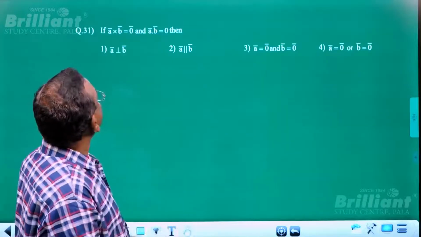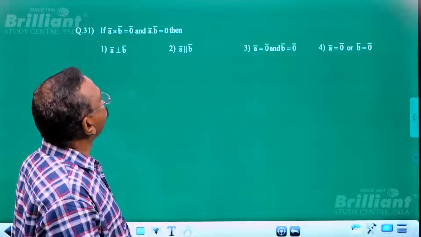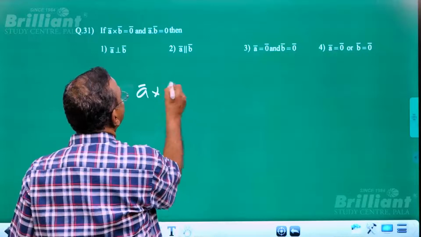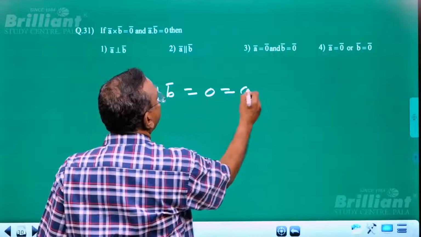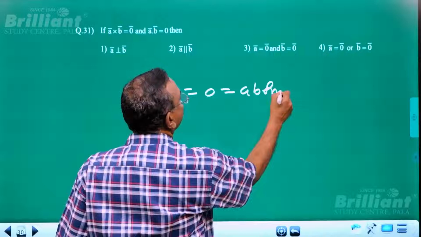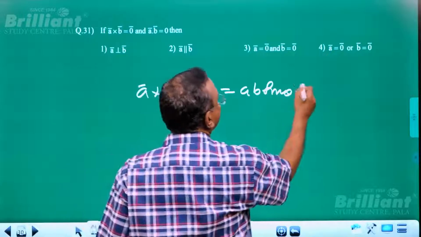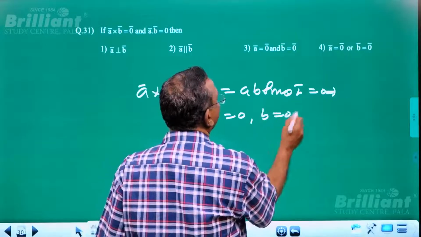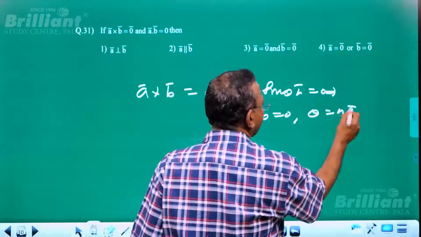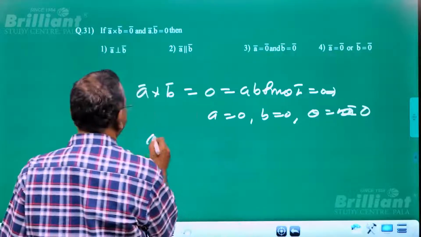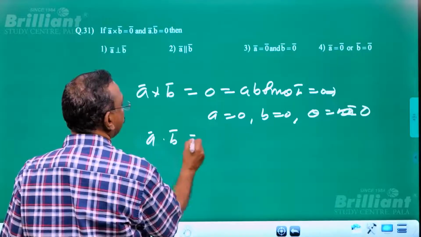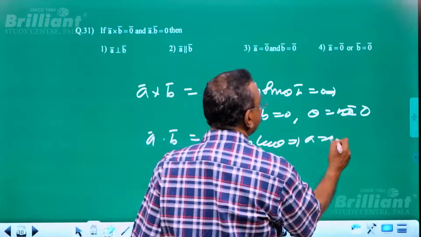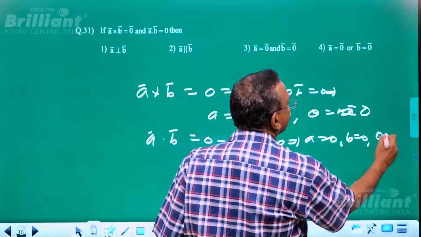Now question number 31. If a cross b equals 0 and a dot b equals 0, then what happened to the values inside? A cross b is equal to 0 means ab sine theta should be 0. This implies that either a equals 0 or b equals 0 or theta equals 0 or pi. But a dot b is equal to 0 is equal to ab cos theta. This implies that a is equal to 0, b is equal to 0, or theta is equal to pi by 2.